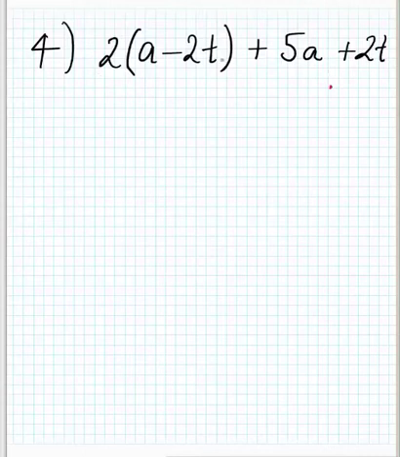If they were inside the brackets, then yes, they get a turn to be multiplied by 2. But a lot of students on the test, they went 2 times a and 2 times t.